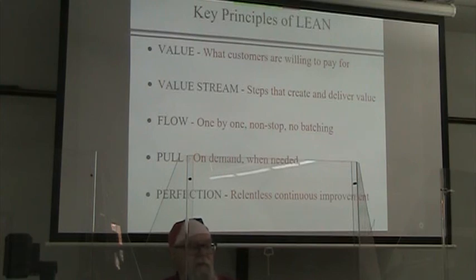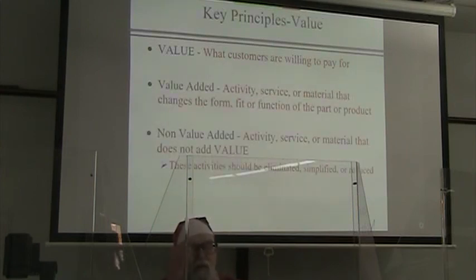Pull means that we work on demand when we're needed. We don't start making a lot of stuff that we have no orders for. We only produce to the demand. And perfection, well, of course, there is no such thing as perfection, but that means that we relentlessly pursue continuous improvement in our processes.